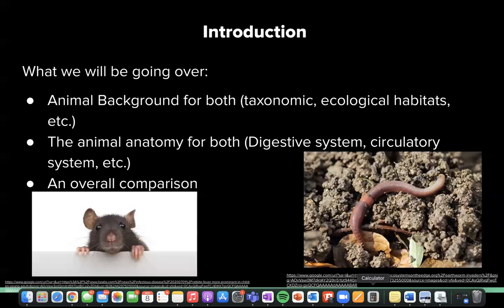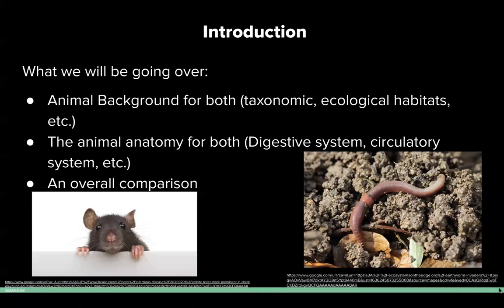In the introduction, what we'll be going over is the animal background for both the worm and the rat: the taxonomic classifications, ecological habitats, etc. Then the animal anatomy, which includes the digestive system, circulatory system, and just an overall comparison.